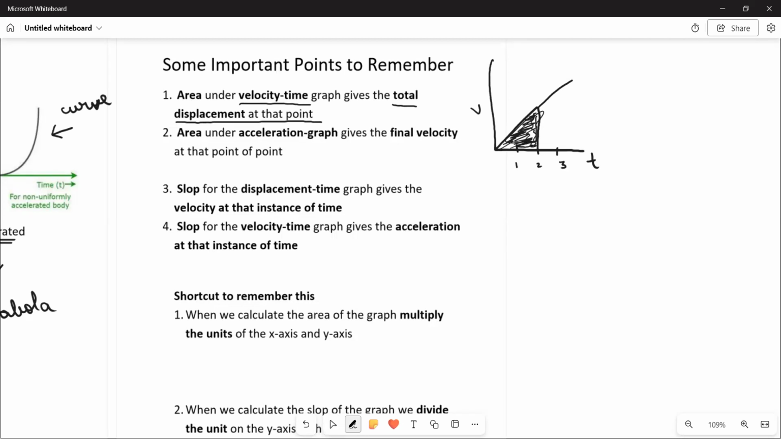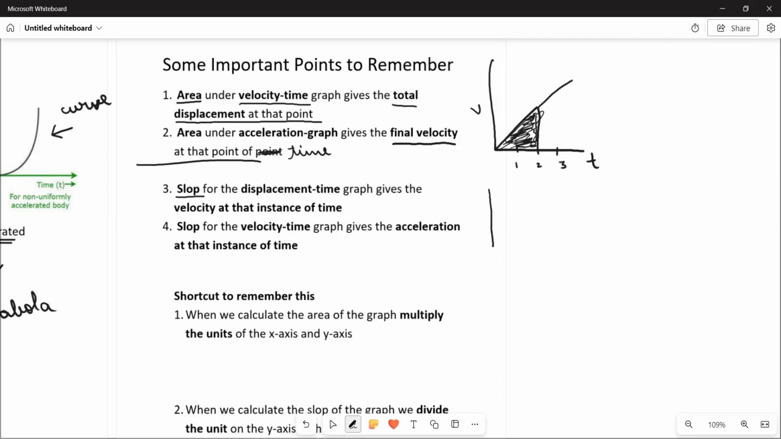Okay, and the same is for the area under acceleration time graph will give us the final velocity at that point. This is not point of, this should be point of time, at that point of time. Okay, so till this we saw this 1 and 2, we saw about the area, and now from this third point we will be now covering the slope. First of all, what is the slope?